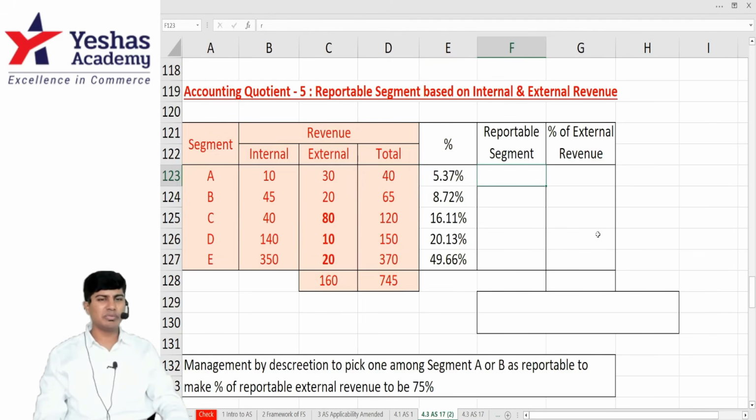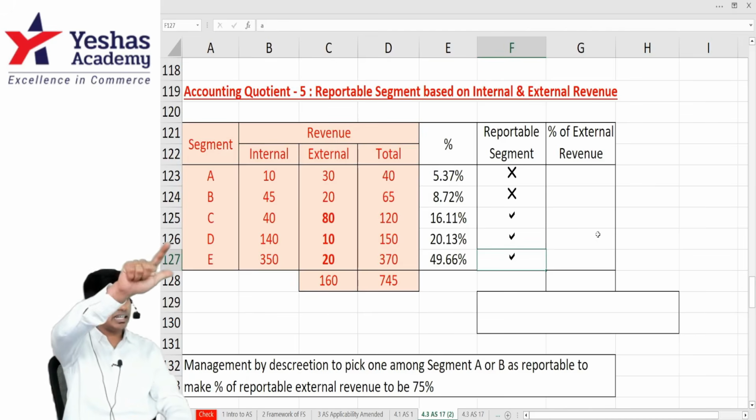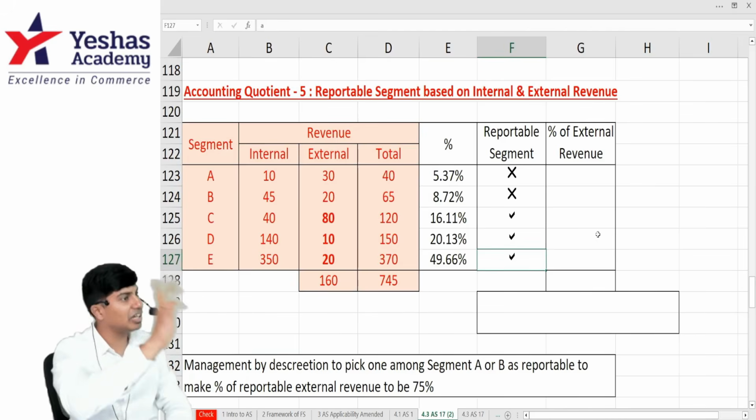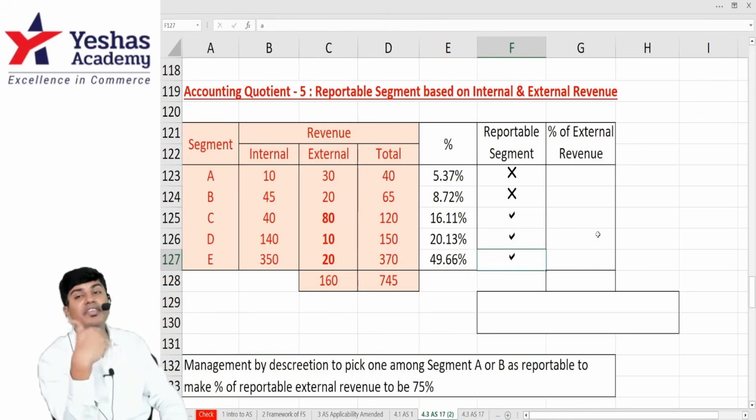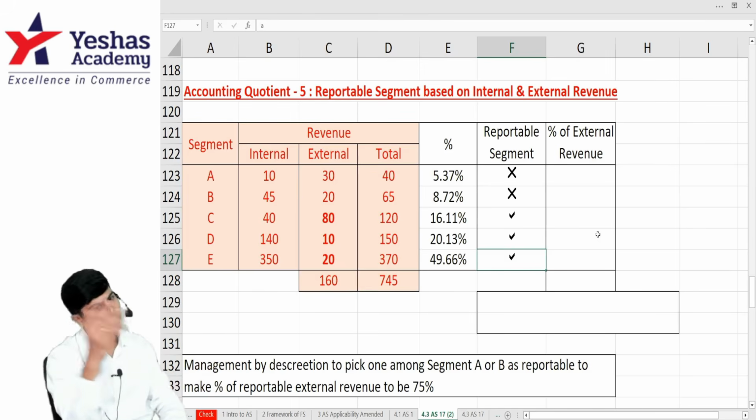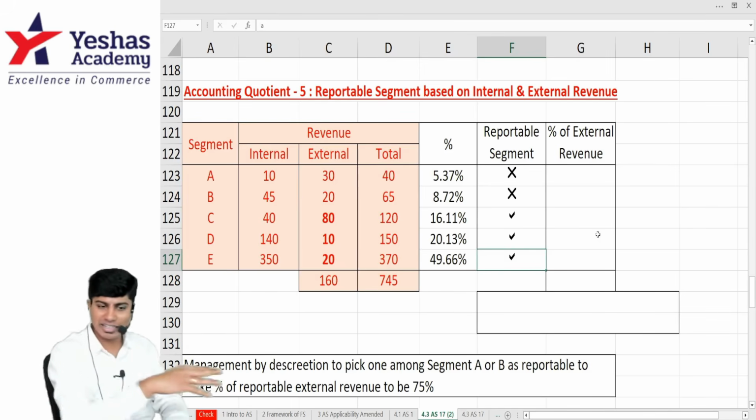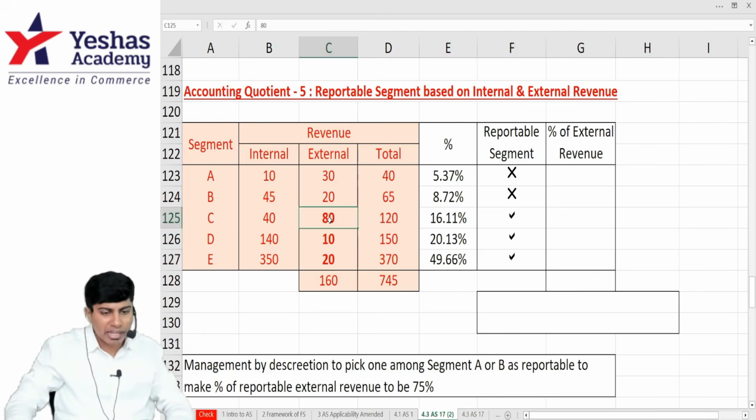5.37. Not more than 10. 8.72. 16, yes. 20, yes. 49.66, yes. So which of them are our reportable segments based on 10% criteria? C, D, and E. Now we'll check the 75% criteria. No, we will check. You have checked. I have not checked. So take only external revenue. Forget total. Forget internal. Do 80 by 160.